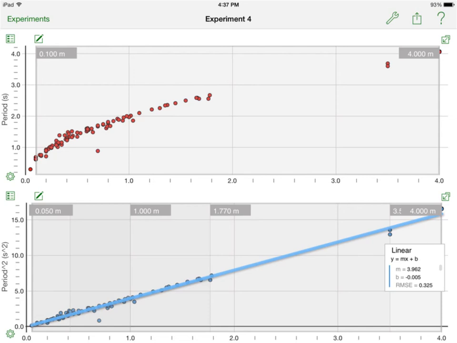Y equals mx plus b, or in this case, T squared, period squared, equals m times the length plus b, where m, the slope of this line, is 3.962, and the y-intercept is 0.005, but I have some leeway, I have some error here, and so this error is certainly much bigger than the y-intercept. So that y-intercept is essentially a 0. And that's how you analyze your data in Graphical.